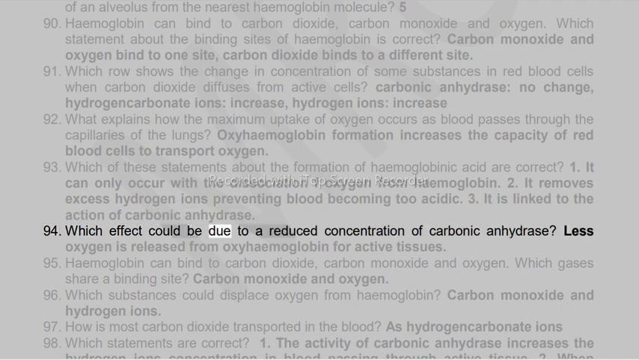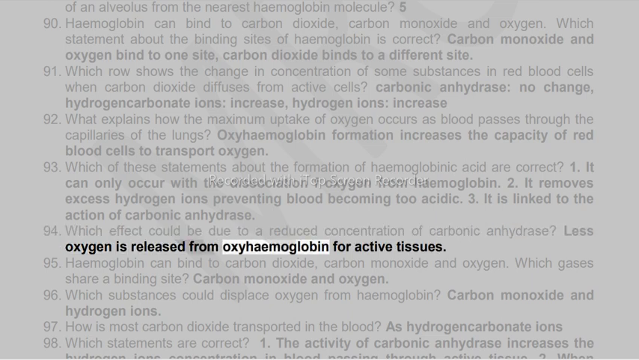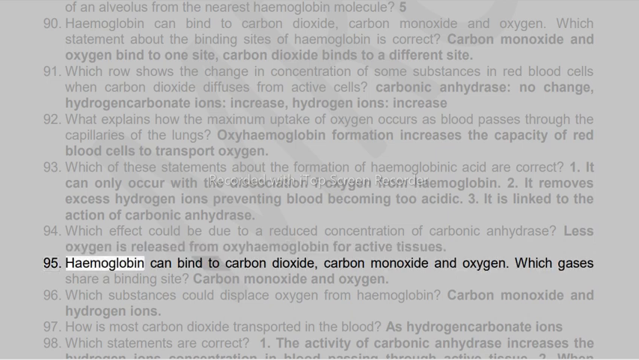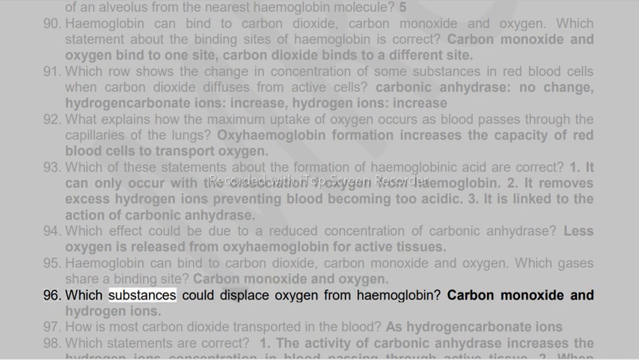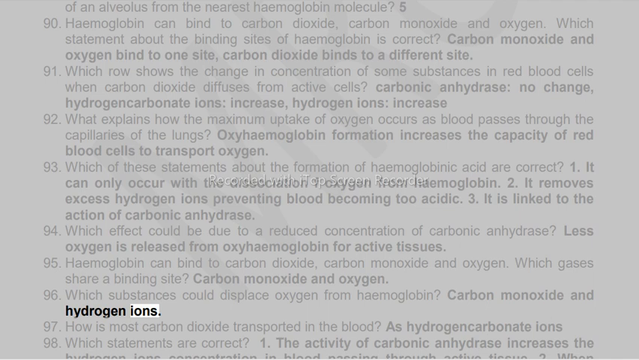94. Which effect could be due to a reduced concentration of carbonic anhydrase? Less oxygen is released from oxyhemoglobin for active tissues. 95. Hemoglobin can bind to carbon dioxide, carbon monoxide, and oxygen. Which gases share a binding site? Carbon monoxide and oxygen. 96. Which substances could displace oxygen from hemoglobin? Carbon monoxide and hydrogen ions.